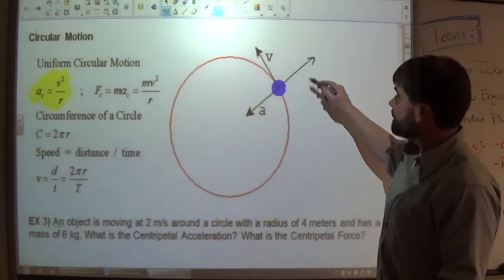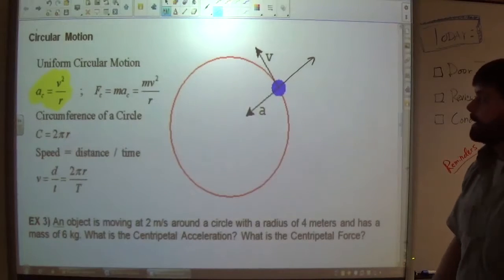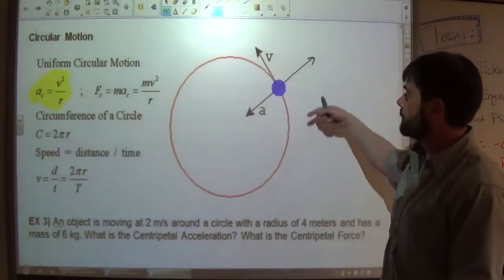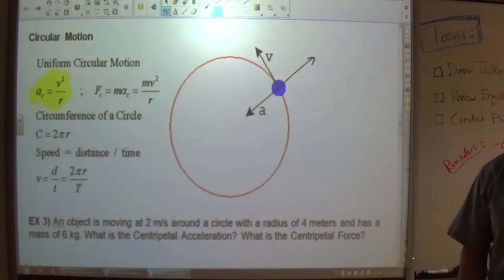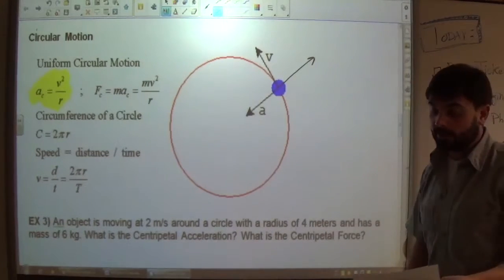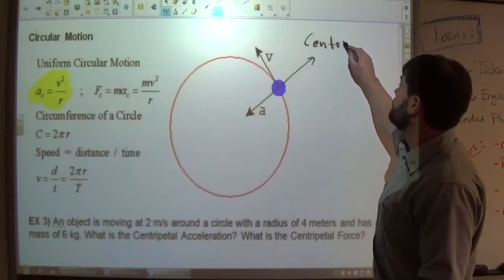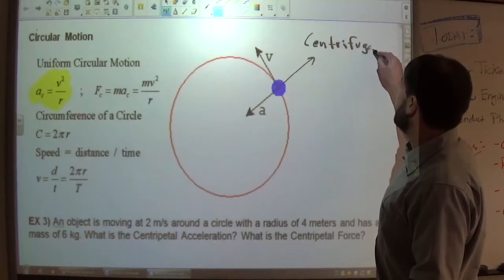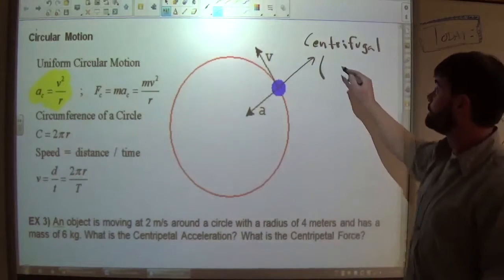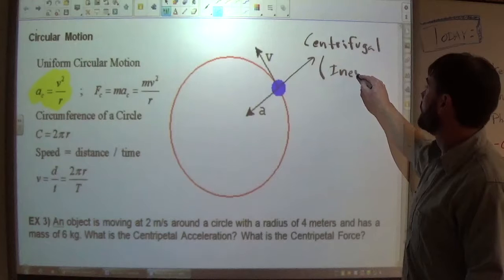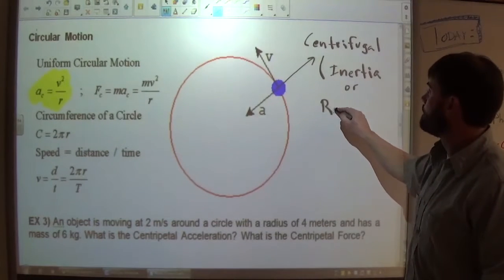So forces act in pairs, remember Newton's third law, and when something turns a corner, there has to be a force pulling it toward the center. But if there's a force pulling toward the center, that means there's kind of an equal and opposite force pulling outward. So the force that's pulling outward is centrifugal, F-U-G-A-L, and basically this is sometimes known as the inertia of the object, otherwise known as the reaction force.